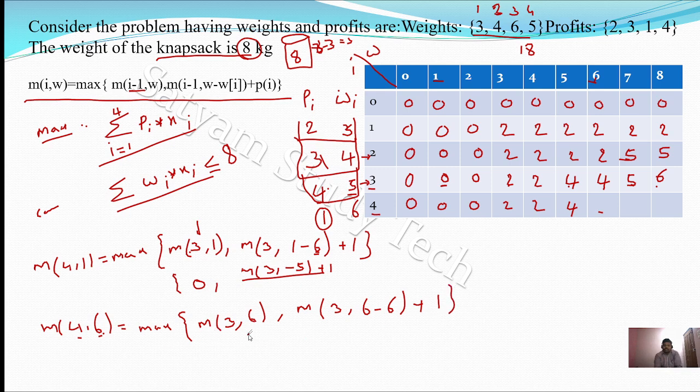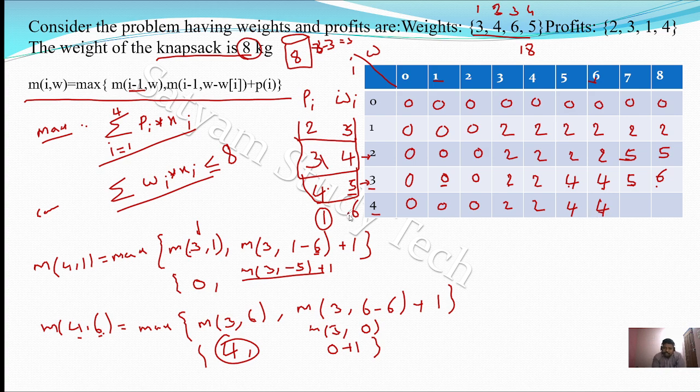You can note down here m of 3 6. m of 3 6 means third row and sixth column, the value is 4, the profit is 4 here. Then m of 3 comma 0, 6 minus 6 is 0, so 3 comma 0 is 0, plus 1. Which is the maximum, 4 or 1? 4 is the maximum, that's why here also you can consider the 4.